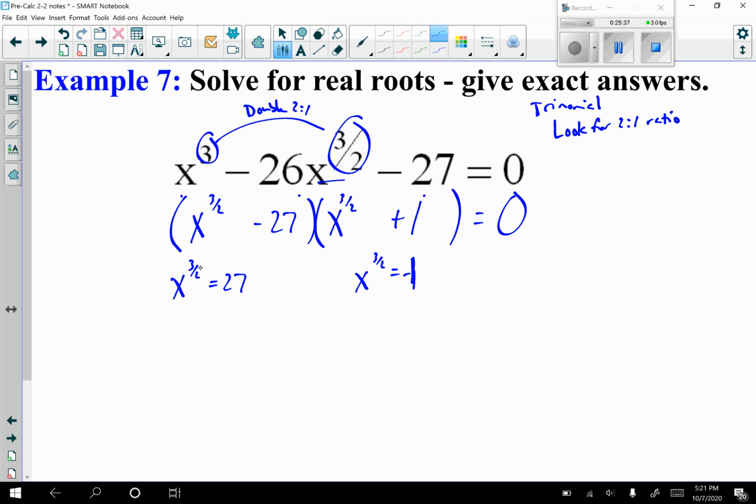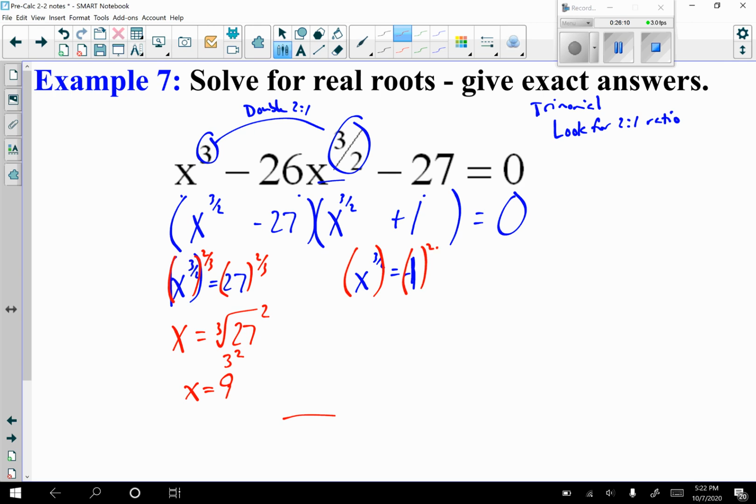Okay, solve. 3 halves, reciprocal 2/3. So x is, let's see what happens to our 27. We have a cube root. Do we need a plus or minus for a cube root? No. So cube root 27, and the 2 is a squared, so do it in the order that you want. I like to root first because that gets us smaller numbers. This is 3 squared, so x equals 9. Now over here, do the same thing. So 2/3 power.